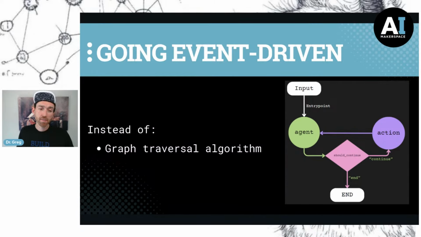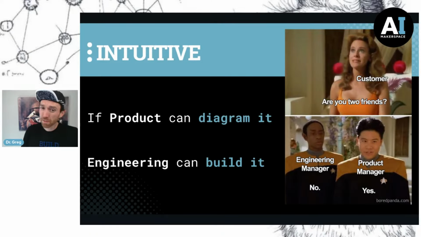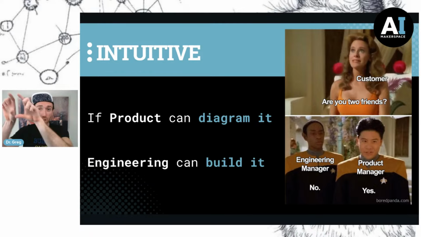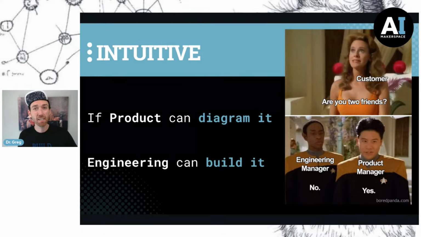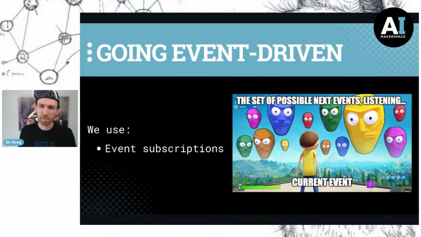For instance, the graph traversal approach is quite intuitive. That is, if product can draw the diagram, the flow chart of boxes, right, then engineering can really easily build it almost one-to-one with the drawing from product. So that's a pretty powerful thing. But again, rather than going this route, LlamaIndex said, no, we're going to go event-driven.